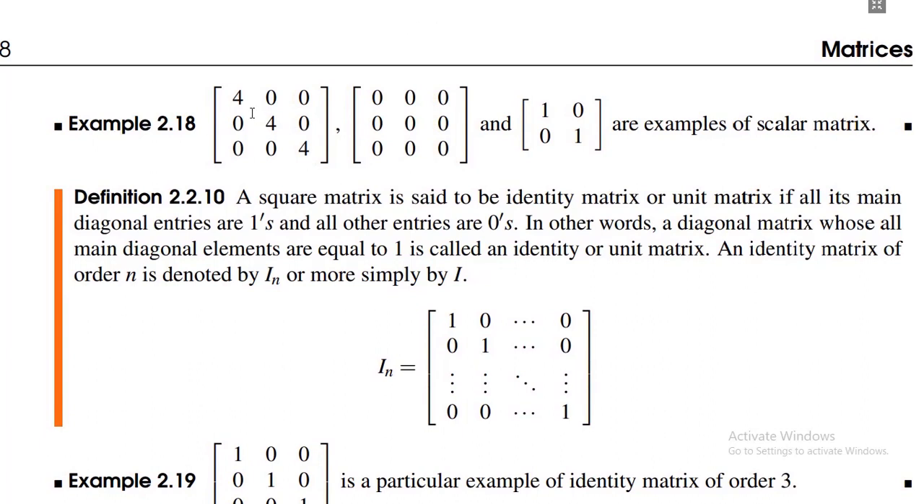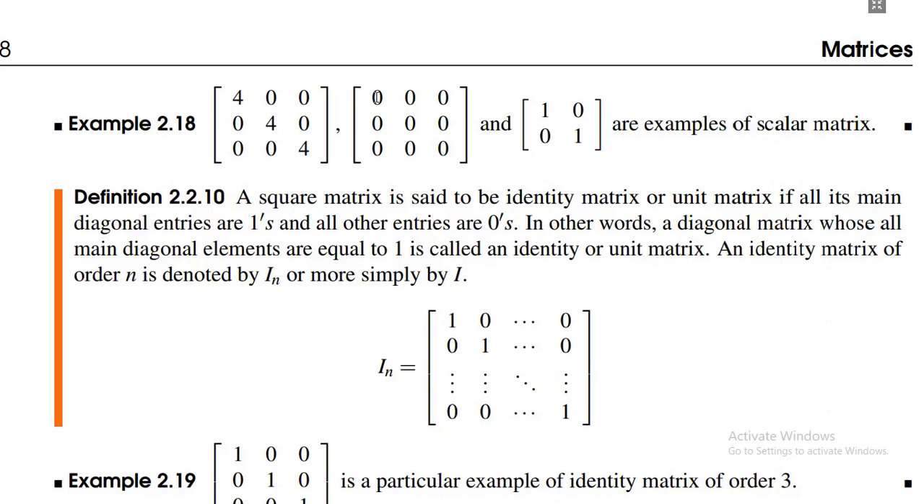For example, this matrix 4 0 0, 0 4 0, 0 0 4. Now here we observe that this matrix is a diagonal matrix, and also all of the main diagonal entries are equal, which is 4, 4, 4. And also this matrix is a diagonal matrix, is a zero matrix, is a square matrix, and also this matrix is a scalar matrix.